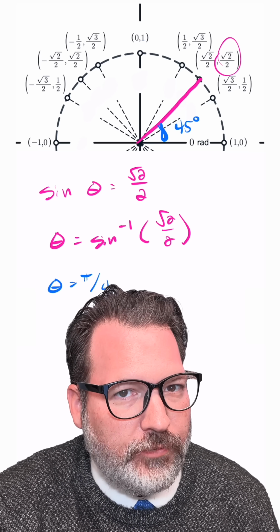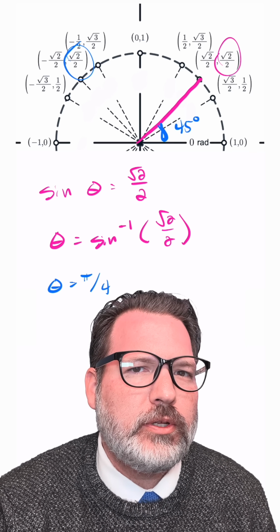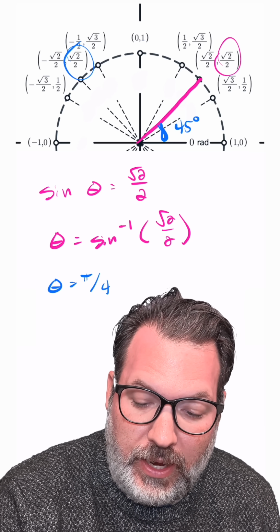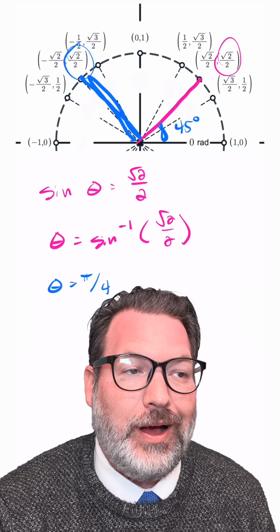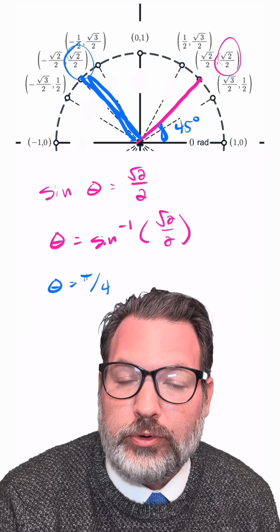One thing you have to watch out for though, one thing you might notice here is, wait, isn't there another place on the unit circle where the y coordinate is also root 2 over 2? And the answer is yes, there is. In fact, with an angle of 3 pi over 4 or 135 degrees, when you take the sine, you would also get back that same root 2 over 2.